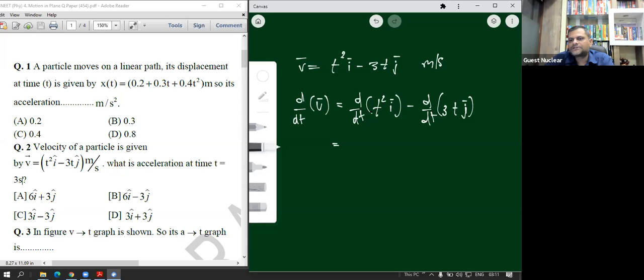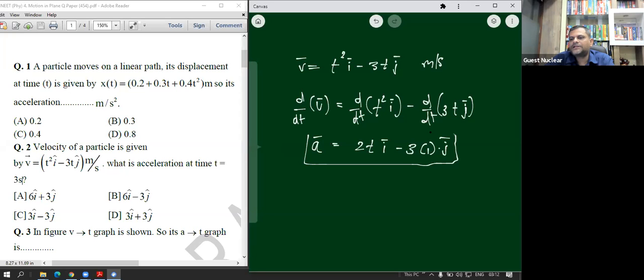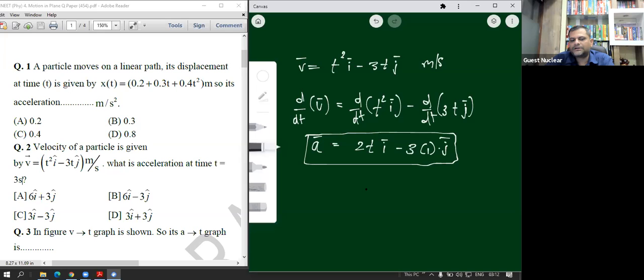So here we can get it as, अभी देखो, t square का डेरिवेटिव क्या बनता है, हमको पता है already, 2t into i bar as it is, minus 3 is a constant out, and t का डेरिवेटिव 1 into j bar as it is, and this is going to be the acceleration in general at any instant of time. But here, as we know, this acceleration is to be found out at time t equal to 3 seconds, right?